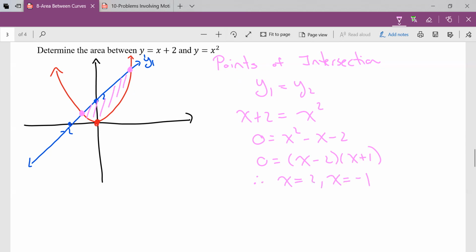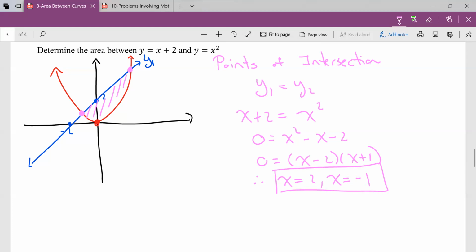Now, I don't really care what the y values are because I'm going to take the definite integral with respect to x. Now, there will be a time where you might have to take the definite integral with respect to y, and in which case we would want to know those y values. But for now, I don't care. These are our bounds. Good enough.